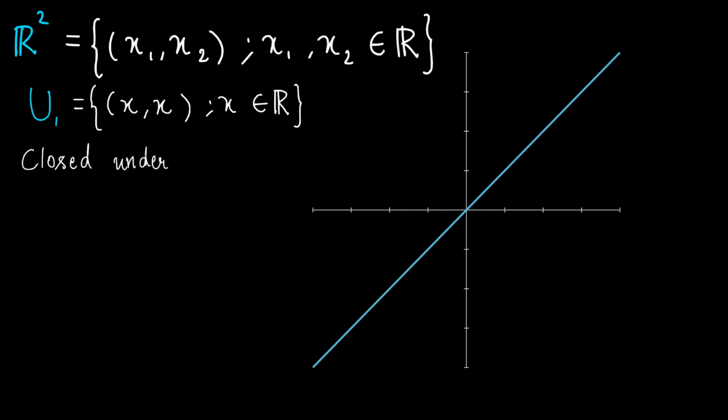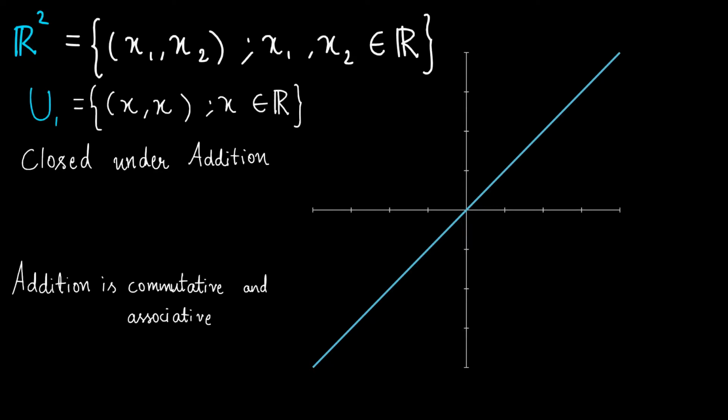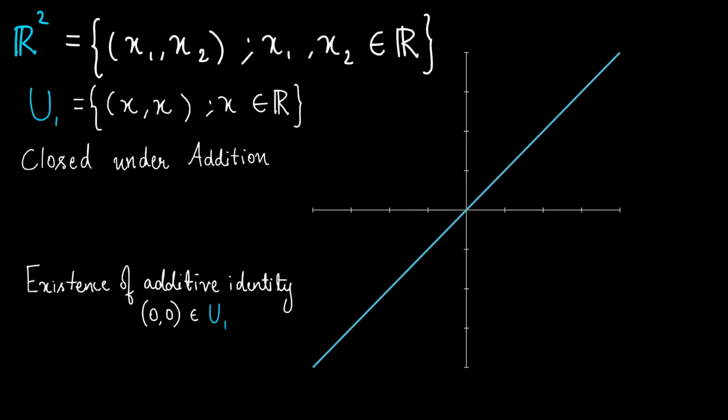It is the same as saying that the set U1 is closed under addition. Given closure of addition, we can say that addition is commutative and associative in U1 because it is commutative and associative in R2. (0, 0), or the additive identity, also falls on this line. If we scale any point in this set, we get back an element in the same set. That is to say that scalar multiplication makes sense in this set, or this set is closed under scalar multiplication.